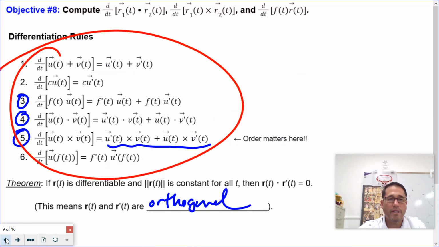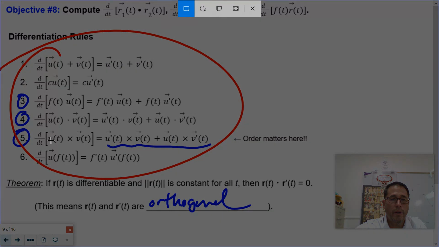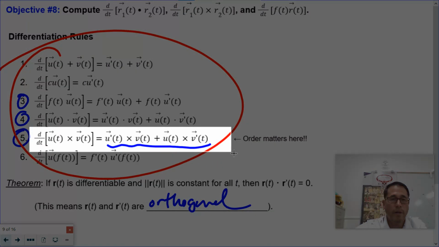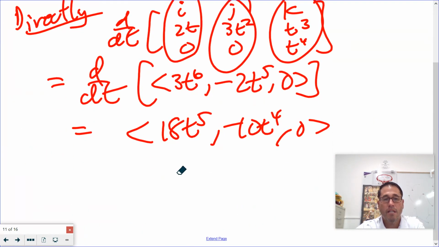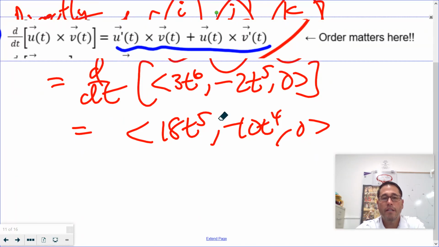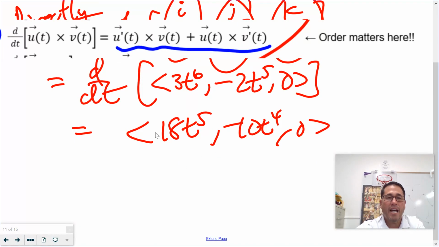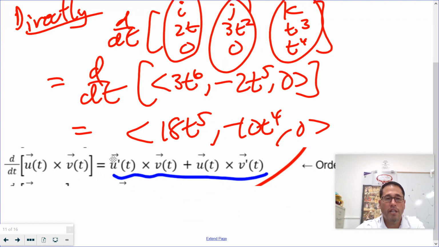If you do the same thing with the formula, I'll go back here and do it, and then your job is to do it. Maybe I'll check next class, and if you don't have it done, that's part of our pop quiz. Remember, order matters when we do the cross product. You do R1 prime crossed with R2, plus R1 crossed with R2 prime. And if you do that, guess what?